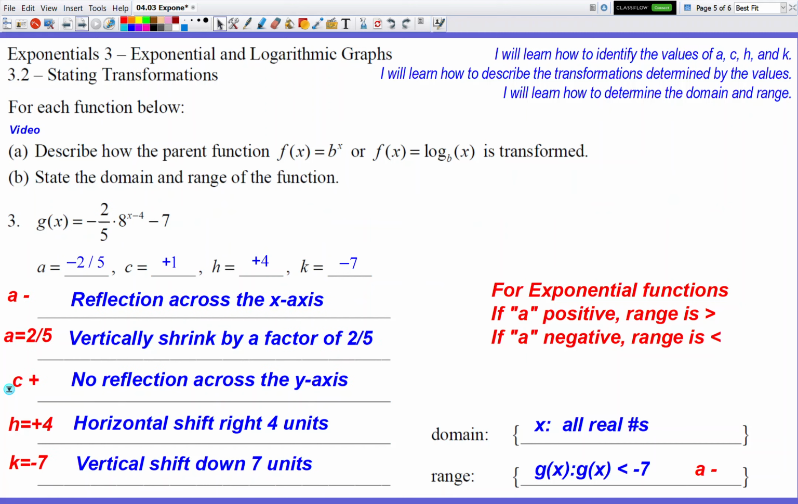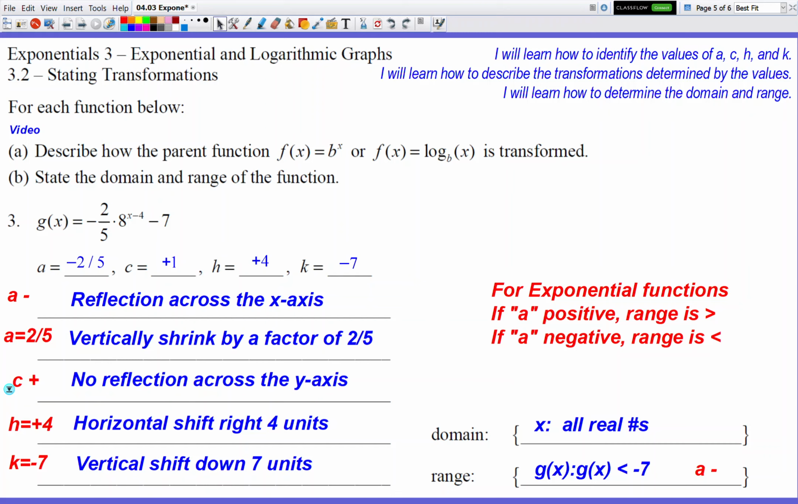Okay, all right, so problem 3, exponential function again, just like problem 2, right? This time we actually don't have to write the equation again because it's in the form we want. So negative 2/5 is our a, positive 1 is our c. After your negative sign, you see just regular plain old 4, so h is positive 4. And all the way at the end, you see negative 7. Okay? So our sentences can be written based on these 4 values.